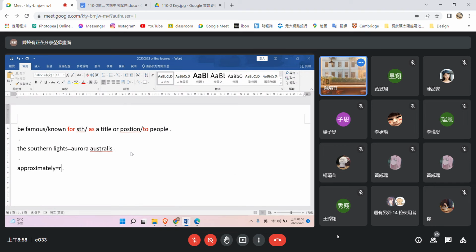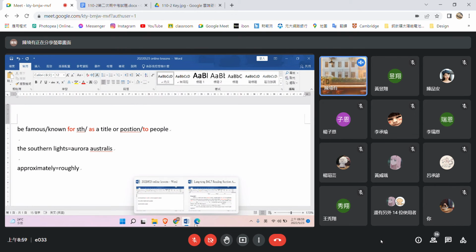None of you know this word? Roughly. That's right. Good. Okay. Roughly. So we can use these two words to talk about not an exact number. So you're talking about your guess, your estimation. You don't know the exact number, but it's around how many people.